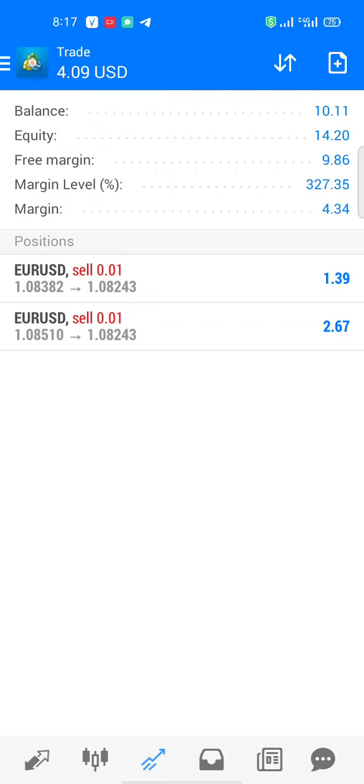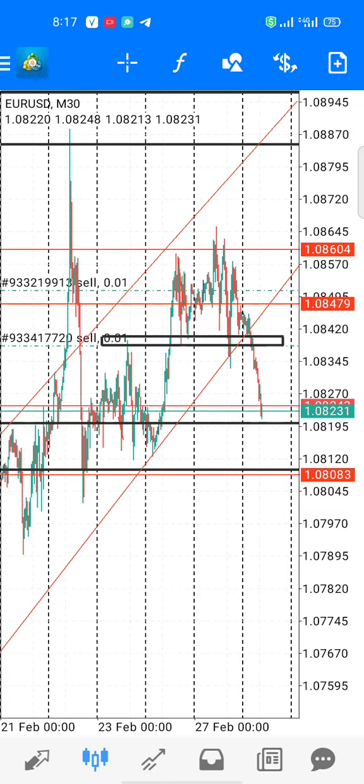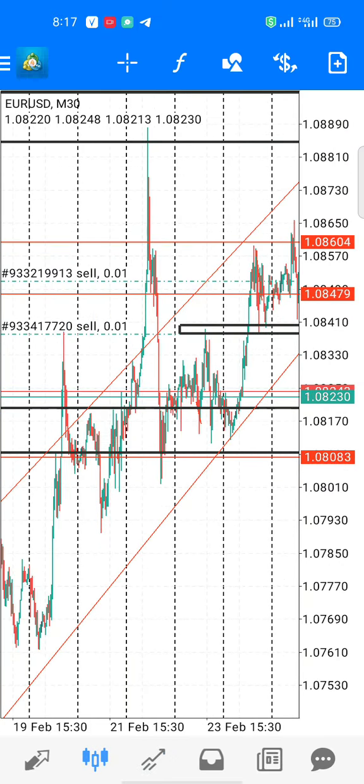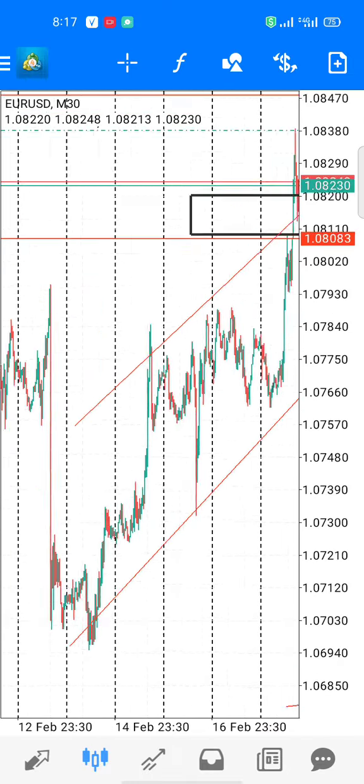So I'm at $4 in profit now. The more you go, the more profit you accumulate, then you can increase your lot size. At first, stick to 0.01 lot size. Then let me show you what I use in analyzing this trade, knowing when to enter and taking my action.